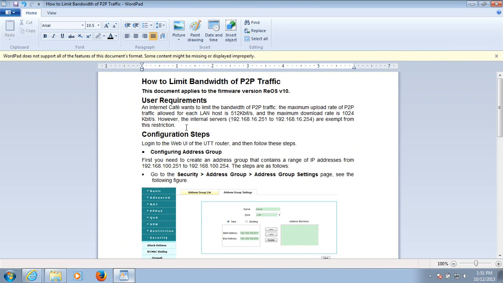Let's see this example. An internet cafe wants to limit the bandwidth of the P2P traffic. The maximum upload rate of P2P traffic allowed for each LAN host is 512 KB per second, and the maximum download rate is 1024 KB per second. However, the internal servers whose IP address is from 192.168.16.251 to 254 are exempt from this restriction. How do we configure to fulfill these requirements?